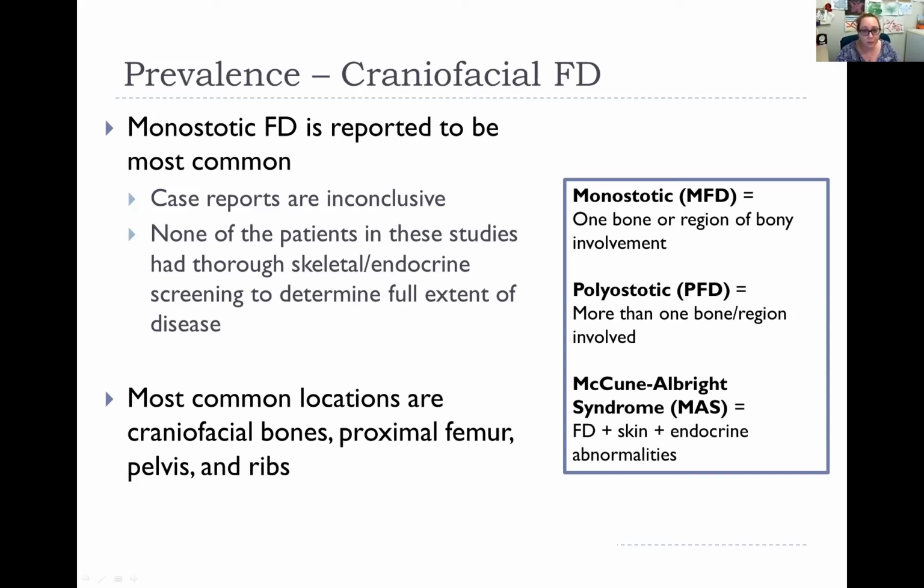But many of the reports never mentioned that the subjects have had complete workups to determine if there were other skeletal abnormalities, endocrine abnormalities, etc. And the most commonly reported locations are the craniofacial bones, femur, and ribs. And here I've just sort of defined monostotic being one bone or region, polyostotic more than one, and then McCune-Albright syndrome, which many of you may be familiar with, has other abnormalities associated with it.